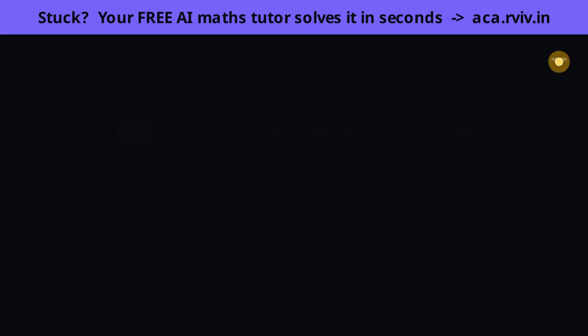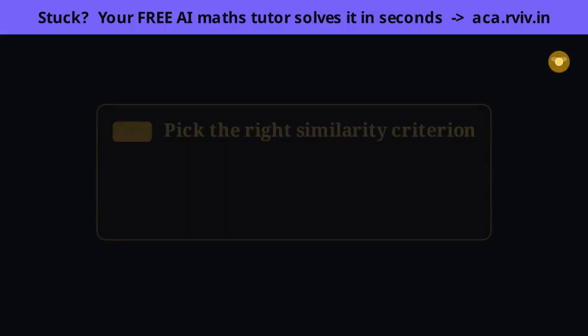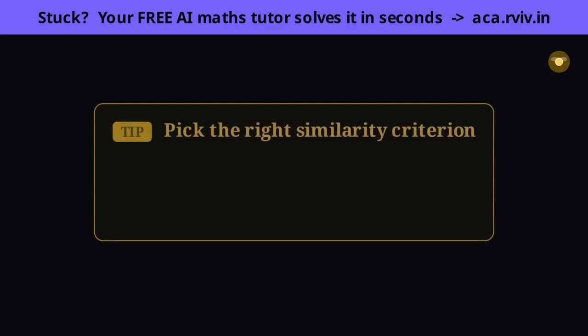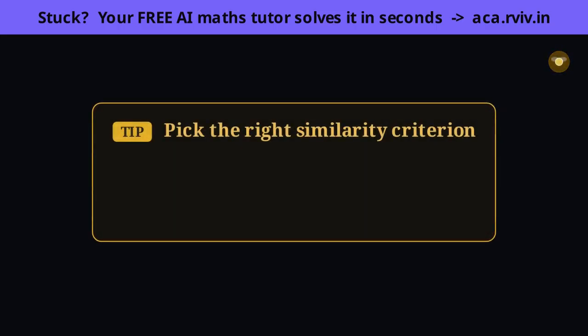Here's a decision rule that saves you in every proof. Don't guess the criterion, let the given data choose it. If the question hands you angles, reach for AA, and remember 2 is enough, because the third angle follows automatically. If it hands you 3 sides, reach for SSS, equal ratios mean one scale factor.